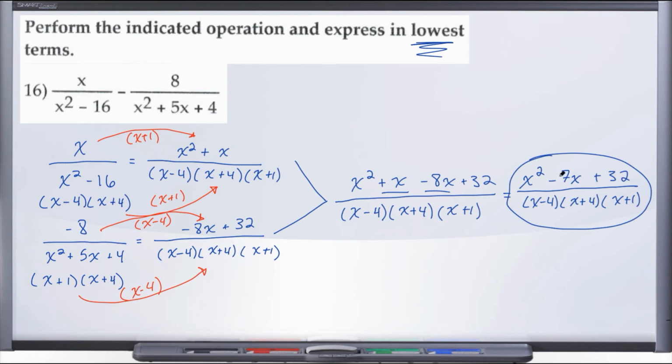Now you could go ahead and try to factor that, but even if you were able to factor that, none of the factors you get are going to cancel out with anything in the denominator, so it's okay to leave it as a trinomial. All right, so again, let me just run through the steps.